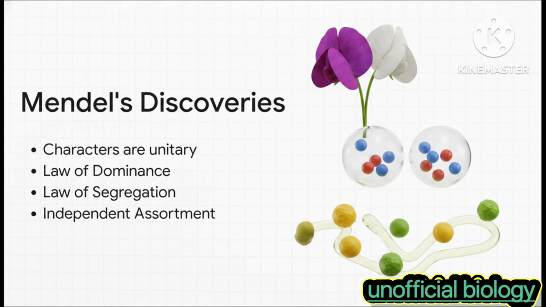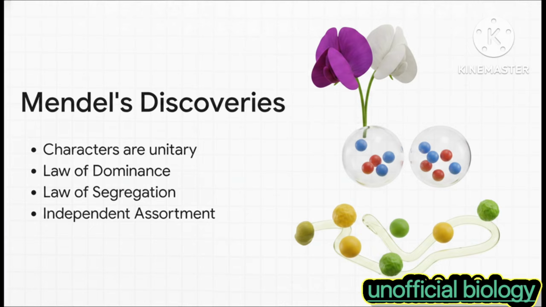By tracking literally thousands of these pea plants, Mendel made a few core discoveries that completely changed science forever. He realized traits aren't just some blended soup of the parents. Actually, scratch that. It's more like they are unitary, discrete units. He formulated the law of dominance, which we just talked about.